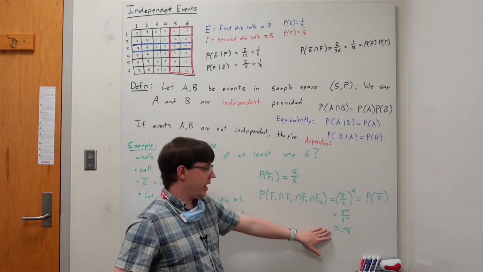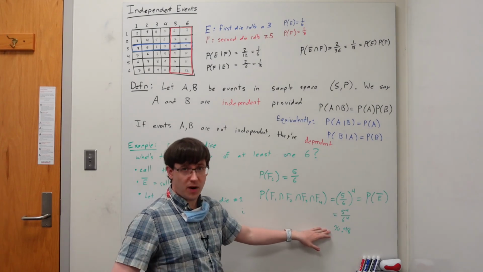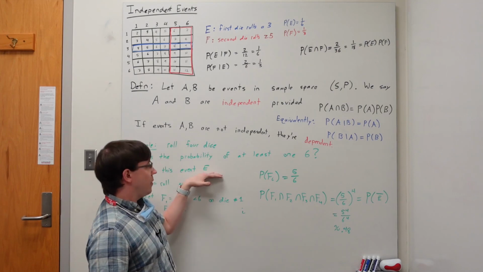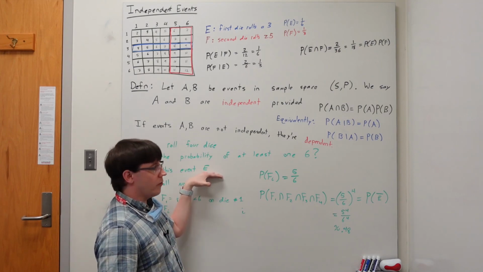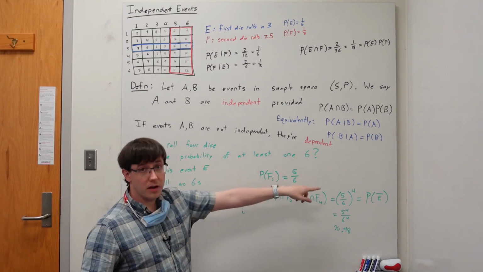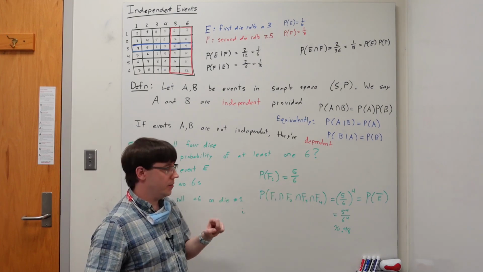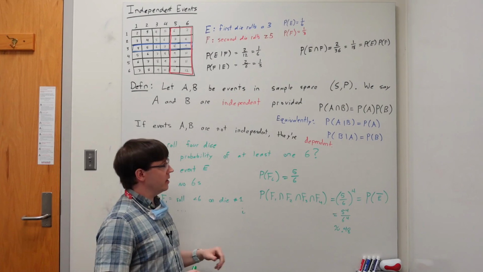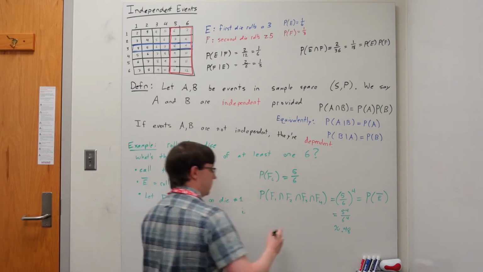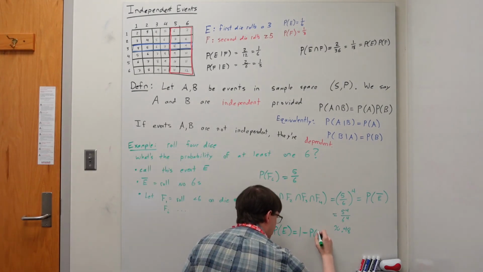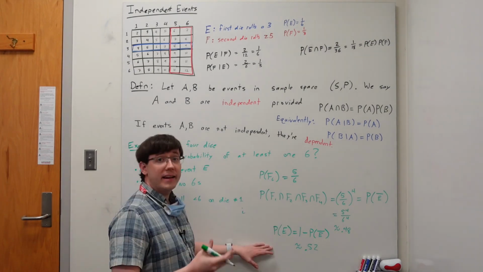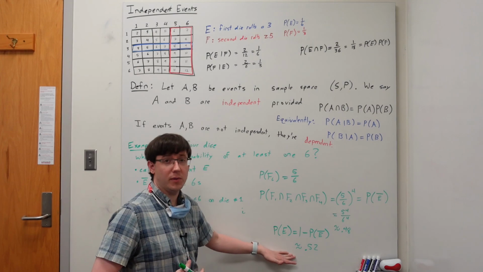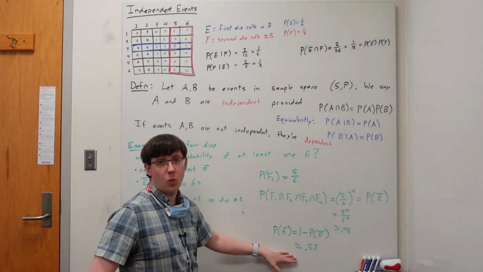And that has a roughly 48% probability. And so, since the probability we were originally looking for was the complement of this intersection, we have 1 minus this as the probability of at least 1 6. And so if we roll 4 dice, we have about a 52% probability of rolling at least 1 6.